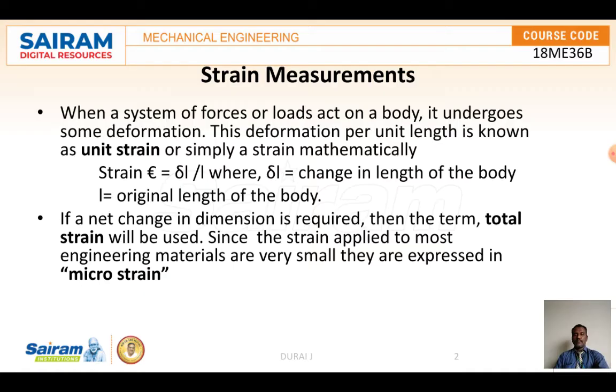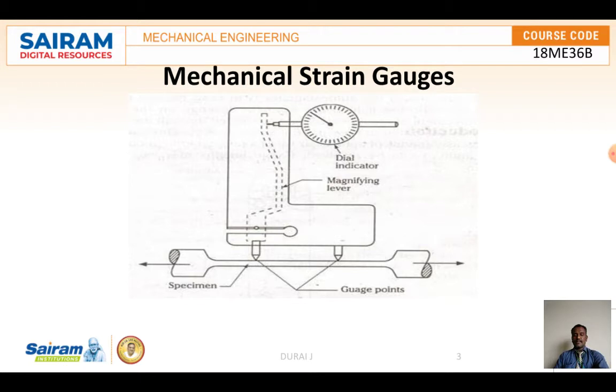First we will see what strain is. Strain is the deformation per unit length, known as unit strain. Strain is equal to delta L by L, that is, the change in length divided by the original length. Where the net change in dimension is required, the total strain is used. The strains encountered in most engineering materials are very small, so they are called micro strain.